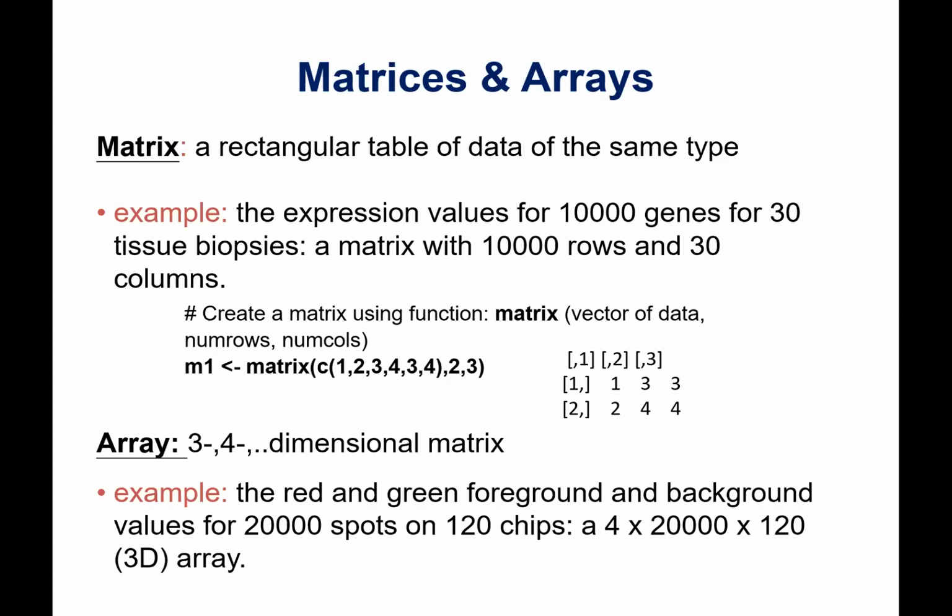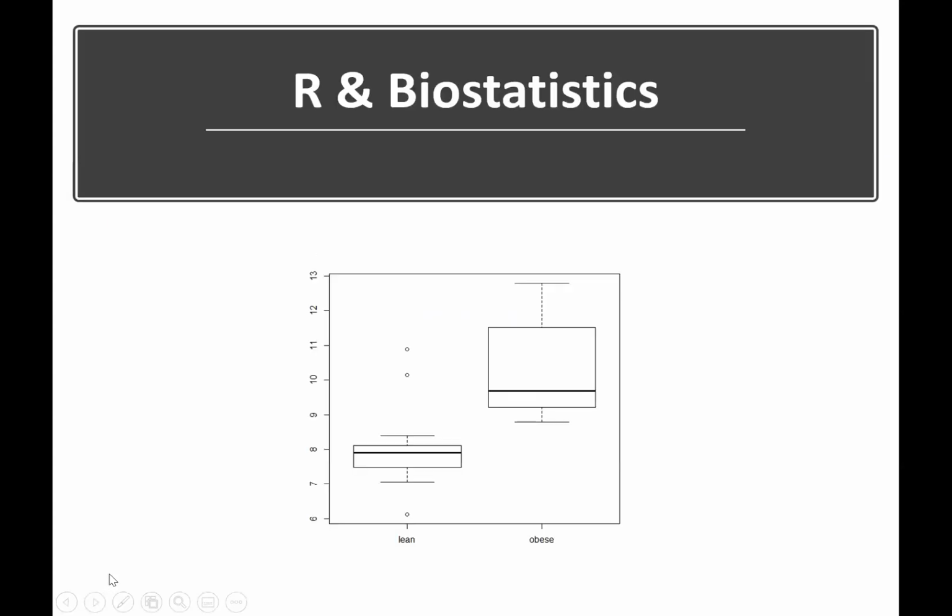A matrix is two-dimensional, but if it has three, four, or higher dimensions, we call it an array. For example, here we show the red and green, foreground and background for two spots on 120 chips. This is 4 times 20,000 times 120. This is actually a 3-dimensional array. Okay, this is the basics of R.